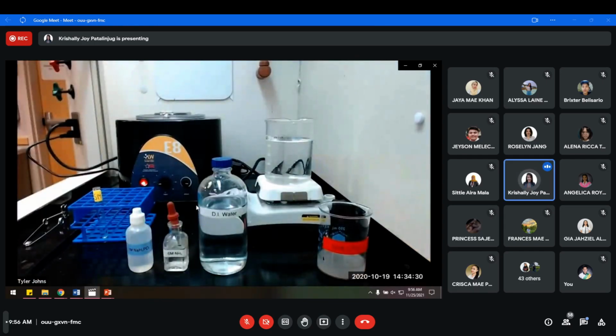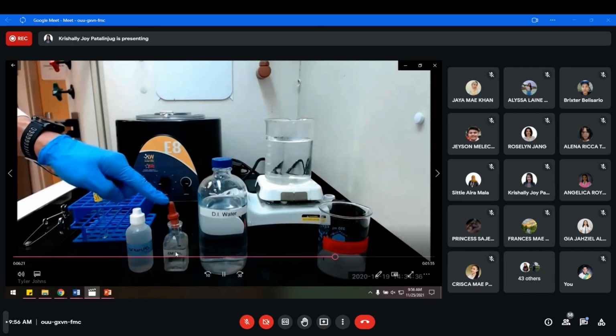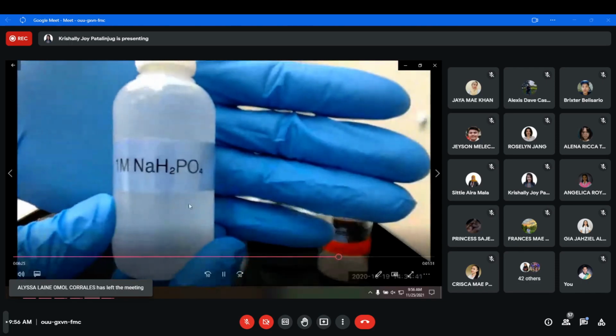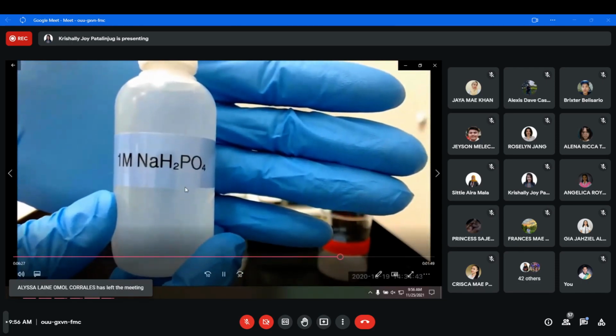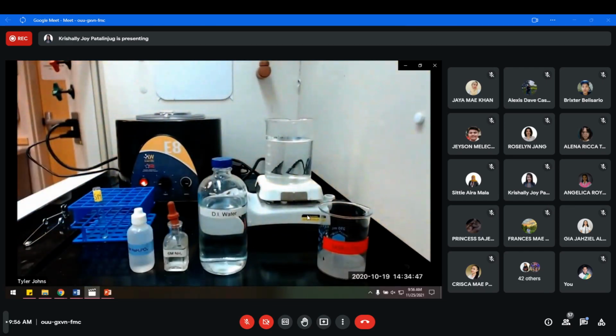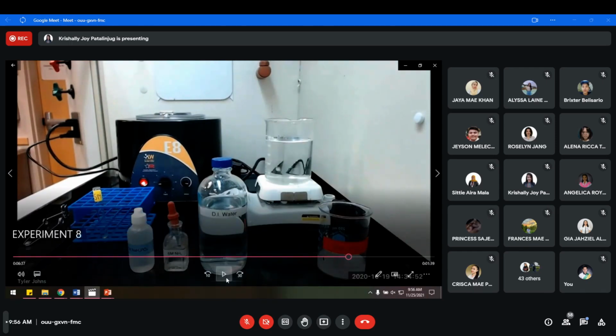Okay, we will now perform the test for magnesium ion. To solution S14, we will add 1 milliliter of 6 molar ammonia, and then we will add 0.5 milliliters of 1 molar sodium dihydrogen phosphate, and we will stir for 5 to 10 minutes. A white precipitate of magnesium ammonium phosphate hexahydrate is a preliminary.